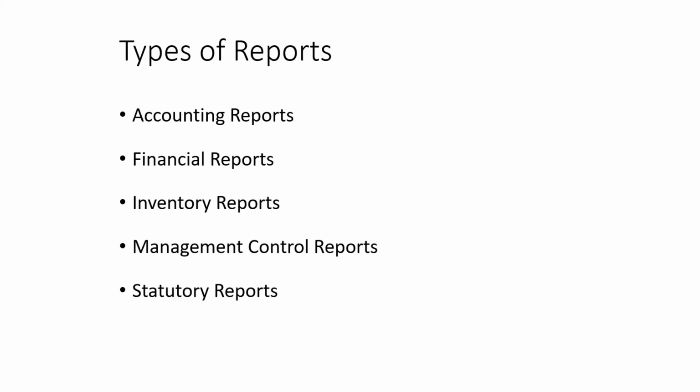Now coming to the types of reports, we have a total of 5 types: accounting reports, financial reports, inventory reports, management control reports, and statutory reports. Coming to the first one, that is accounting reports. From these reports, we can obtain the information of financial position of a particular firm, and the performance and economic activities of the firm. In the same way, financial statements like balance sheet, profit and loss account, trial balance can be fetched.